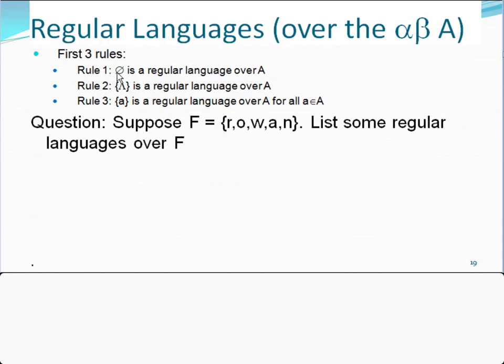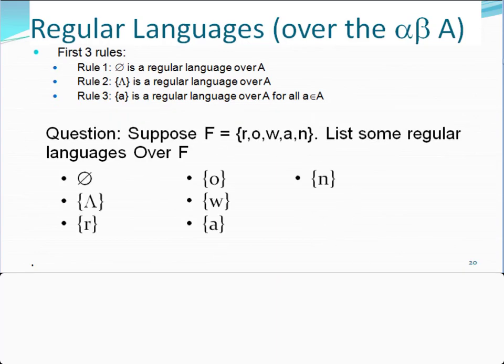The first rule here, pretty simple, right? We end up with the empty set. The second rule, we end up with the set containing lambda. The interesting one is this one, right? It's the set containing every symbol for any symbol in my alphabet. So in this case, my symbols are R, O, W, A, and N. So the additional sets that I get that are regular over F, given that F is this alphabet, are a set containing R, a set containing O, W, A, and N.